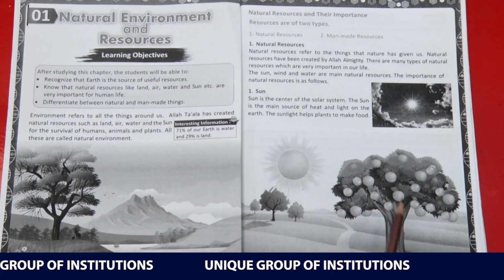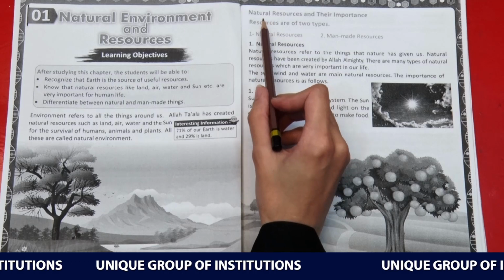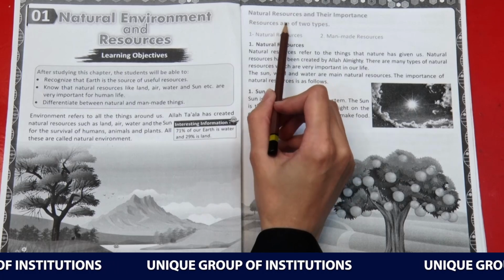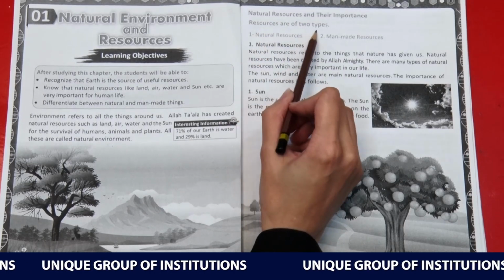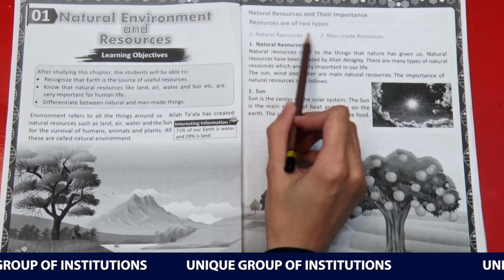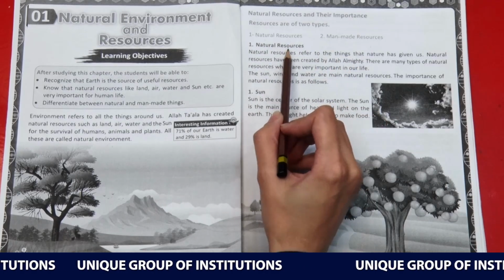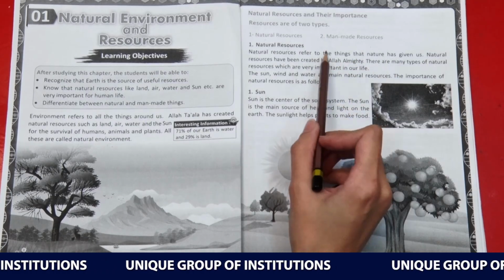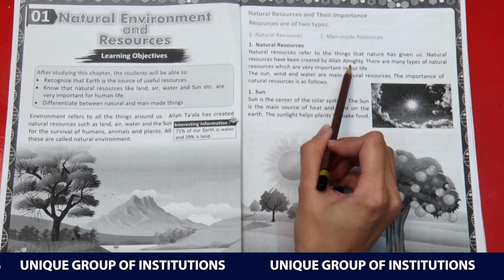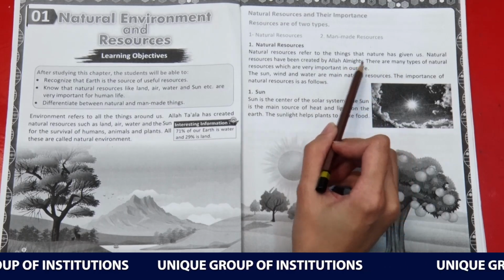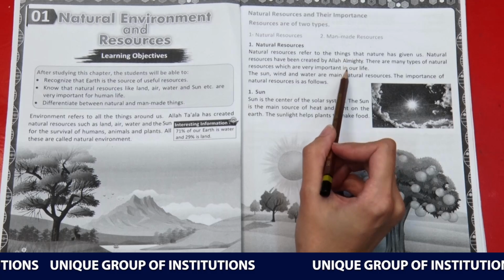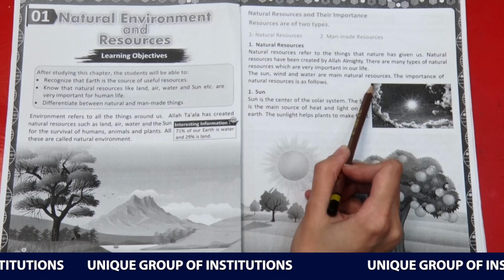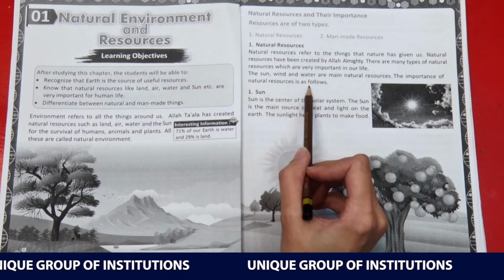Now let's move to page number 2, and the topic we are going to cover is natural resources and their importance. Here we will firstly discuss the types of resources, which are natural resources and man-made resources. Natural resources are those resources that nature has given us. Basically, these are resources that are created by Allah Almighty. There are many types of natural resources which are very important in our life. The sun, wind and water are the main natural resources. The importance of natural resources is as follows.